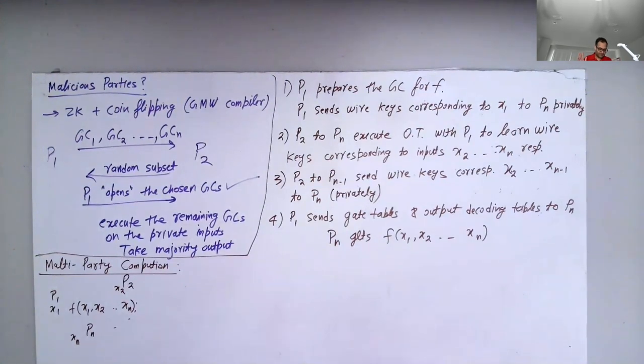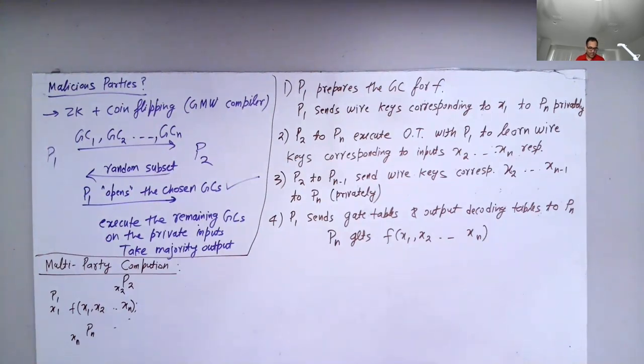So good. Now let's look at every individual party. What do they learn? So what does P1 learn? Well, P1 really learns nothing, right? P1 is the sender of the garbled circuit, and P1 acts as the sender in every oblivious transfer. So P1 doesn't really learn anything in the protocol.